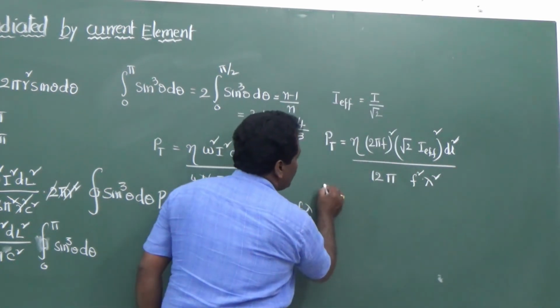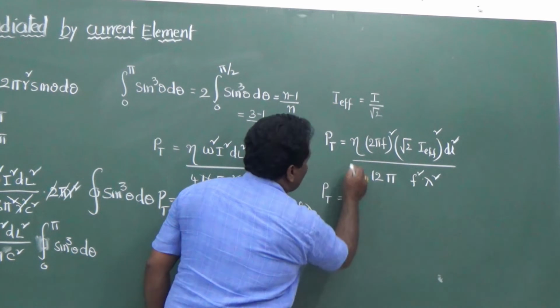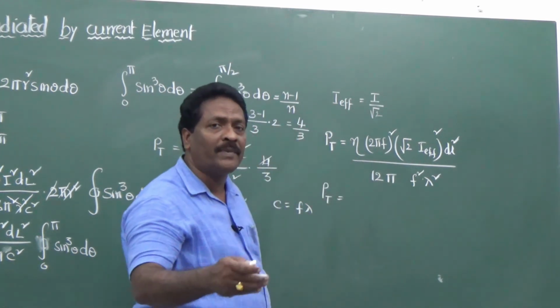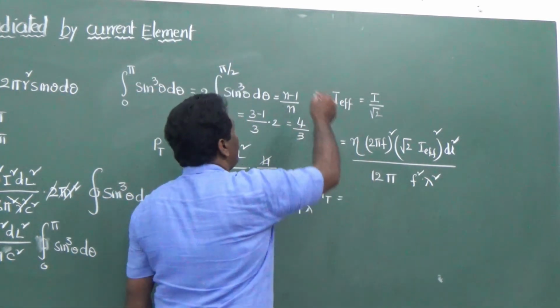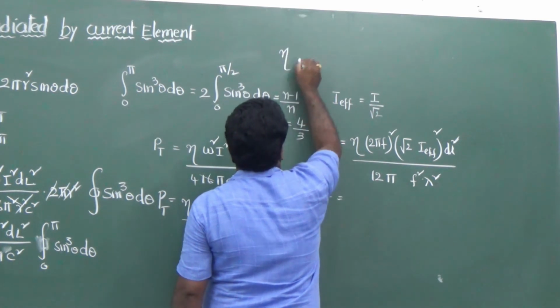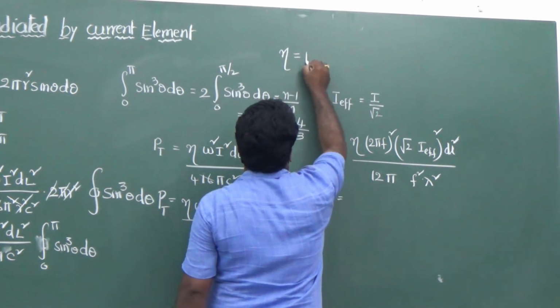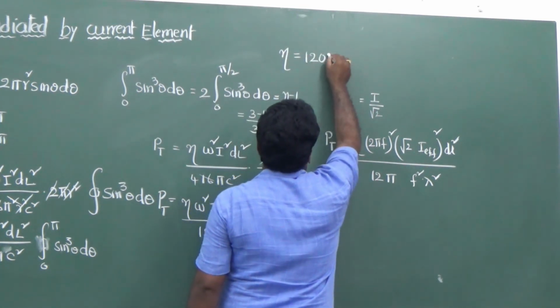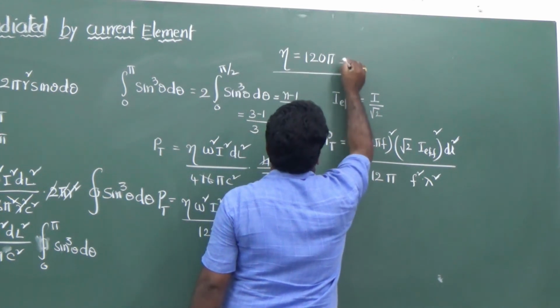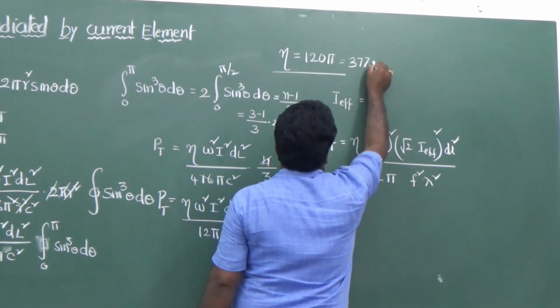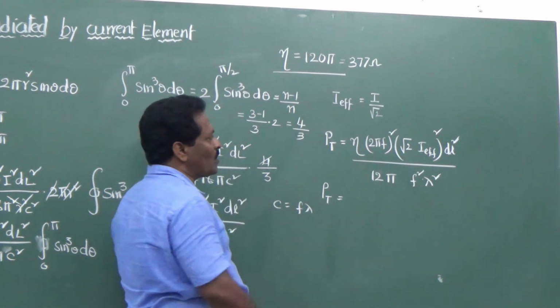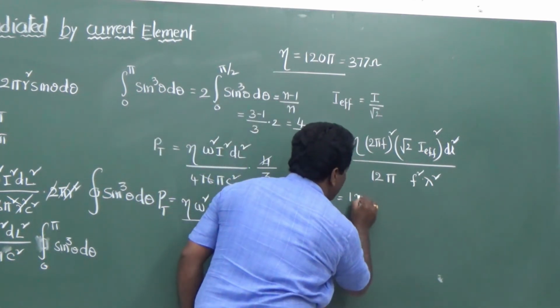Now, just to simplify this, Pt is equal to, what is eta? Eta means intrinsic impedance of the free space. From our electromagnetic field theory, you know the intrinsic impedance of the free space is equal to 120 pi, which is also equal to 377 ohms. Already I told this in the EMF classes. So you can say here it is 120 pi.